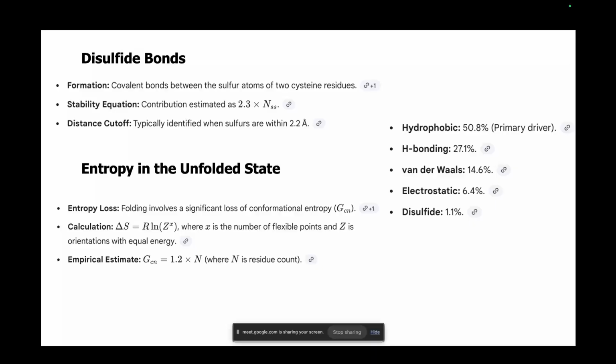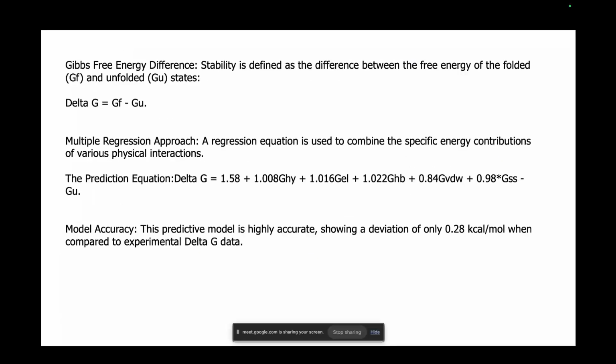So the whole delta G is more affected by the hydrophobic interactions than the other interactions, at least in a statistical manner. But this does not reflect causality, or this does not say that hydrophobicity is more important than electrostatic interaction in terms of protein folding. It's just that from the statistical point of view, the contribution of hydrophobic interactions is much more compared to the other interactions that we look at.